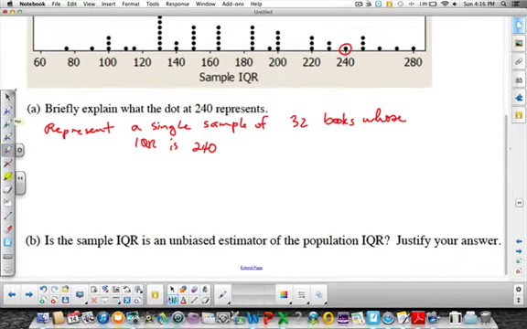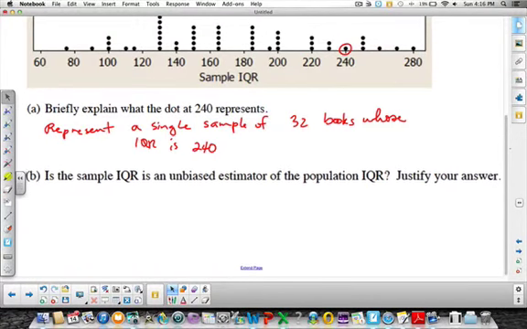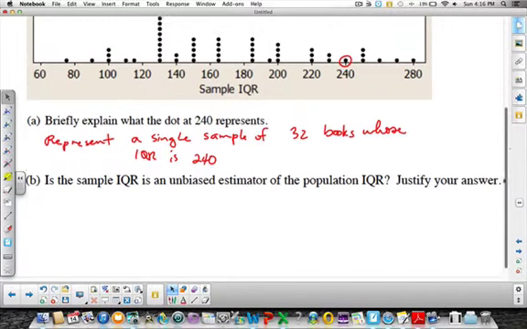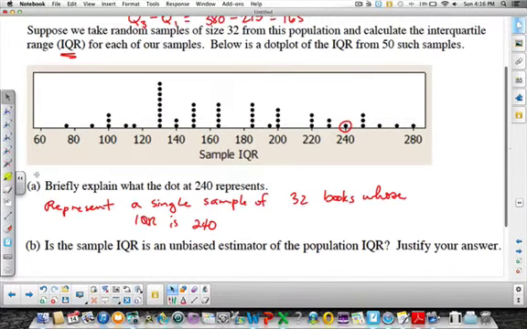Part B asks us whether the sample IQR is an unbiased estimator of the population IQR, and we have to justify our answer. In order to do that, we have to look at this whole distribution and estimate what we think the mean is. There's certainly a peak here at like 130, but the distribution is slightly skewed to the right. So it's hard to say exactly where you estimate the mean.